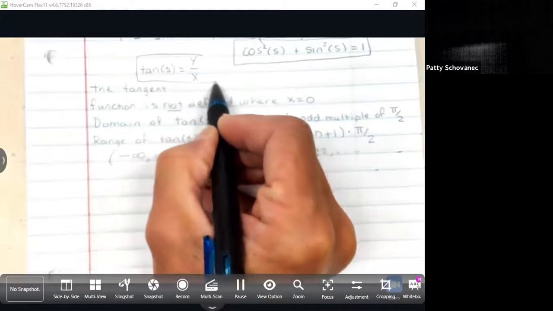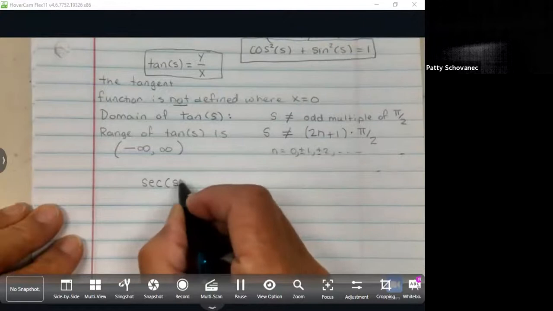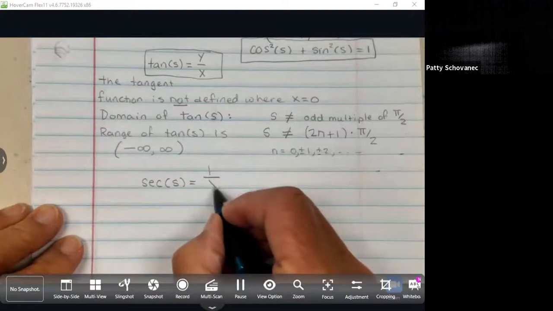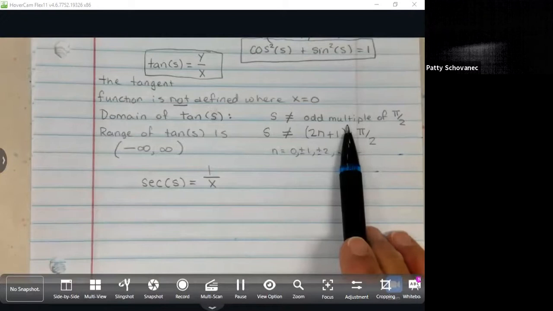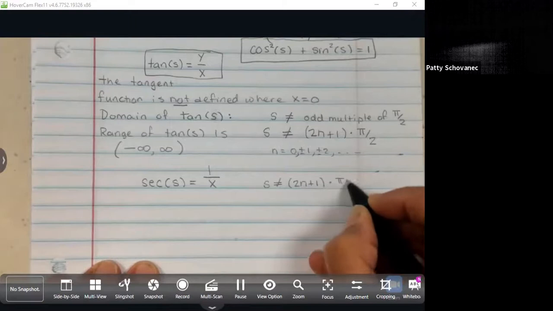Let's look at the other trig functions. What's the other trig function that has the x in the denominator? X is the cosine. Secant has a cosine in the denominator. So on the unit circle, the secant of an arc length S is r over x, but r is 1. So the secant is also not defined for any odd multiple of pi over 2. So S cannot be any odd multiple of pi over 2, just like with the tangent. That's the domain.